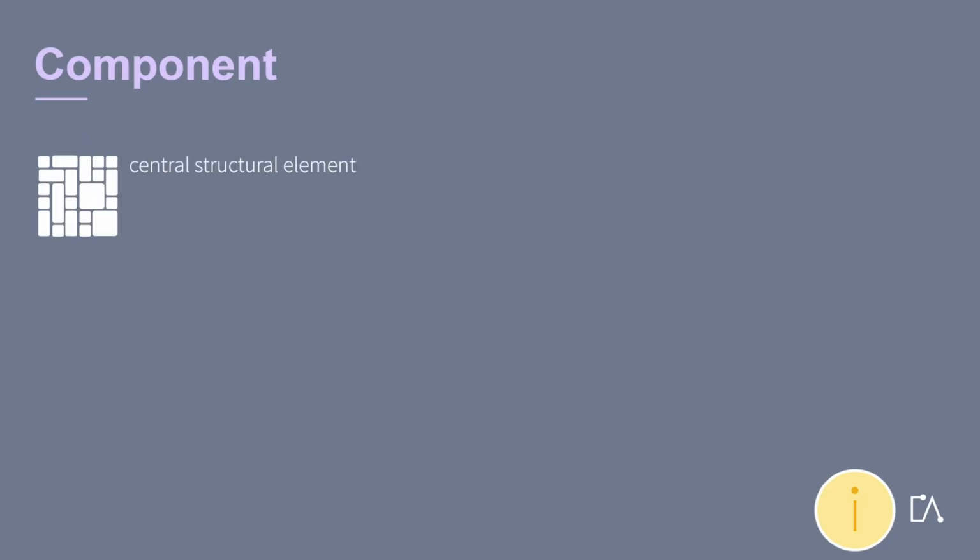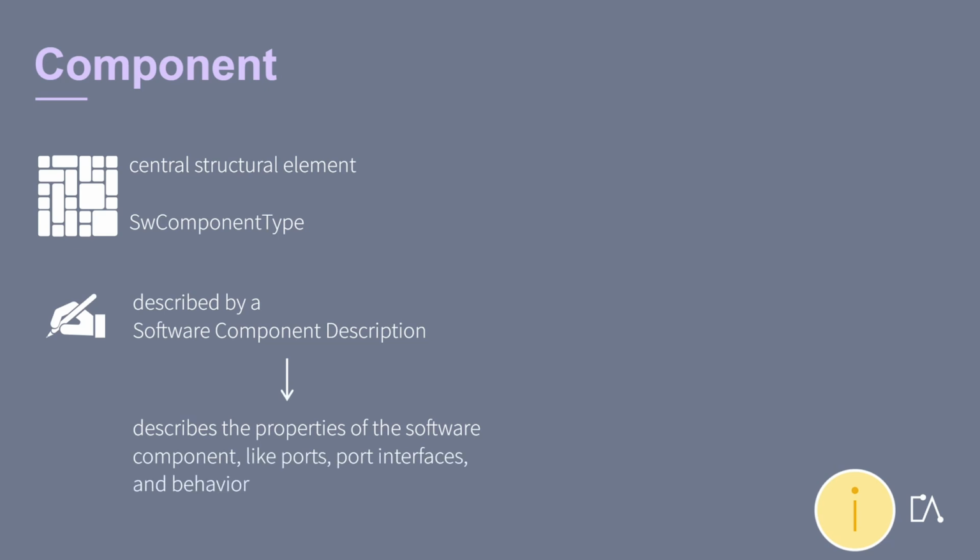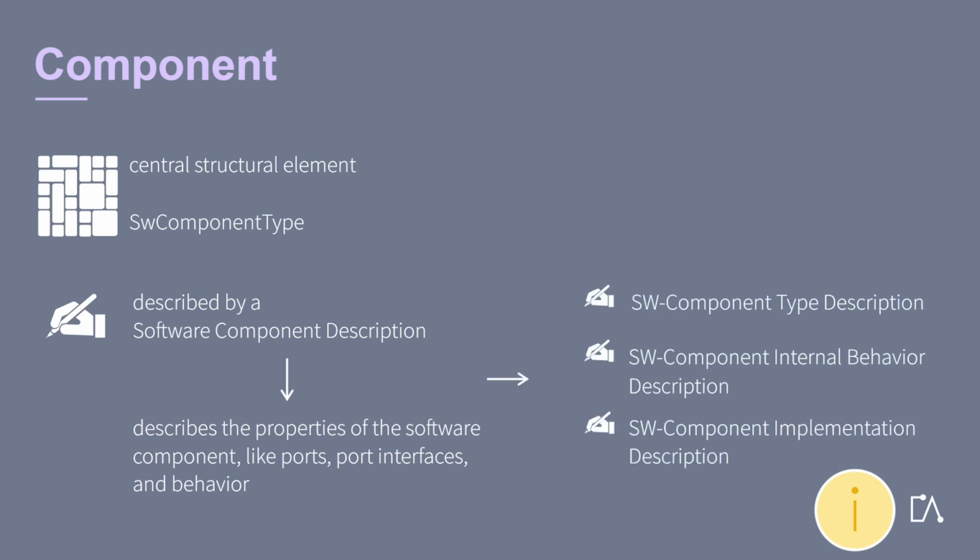The central structural element used when building a system at the VFB level is the component. There are several specialized software component types to describe specific software components used in the different parts of the AUTOSAR layered architecture. A software component is described by a software component description, which describes the properties of the software component, like ports, port interfaces, and behavior. To be specific, there are 3 different descriptions needed to describe a software component.